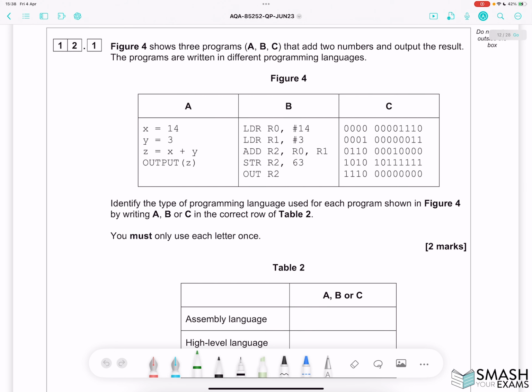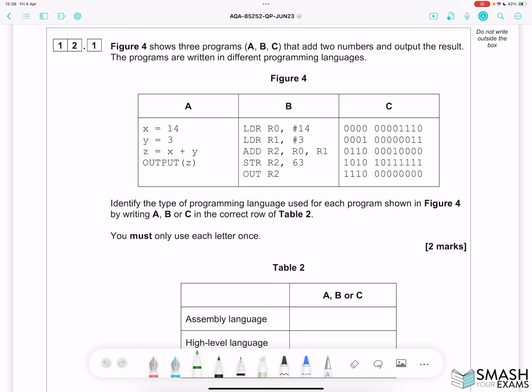Okay, so now it looks like we've got a question around the idea of high-level and low-level languages and so on. So we're moving into that topic area, and we're also thinking along the lines of translators and compilers. So we're trying to flip our brain into this space now.